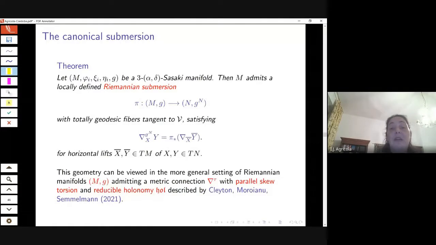Okay, now here comes the canonical submersion, right? So the theorem is every 3-alpha-delta Sasaki manifold admits a local Riemannian submersion with totally geodesic fibers satisfying this equation for all horizontal lifts. And this geometry can be viewed as, so I can put it in a setting of a more general result, because Cleyton, Moroianu, and Semmelmann studied metric connections with parallel skew torsion. So this is exactly our situation, and reducible holonomy. And our holonomy is reducible because it splits into horizontal and vertical part. So we have a situation where we can apply these results by Cleyton, Moroianu, Semmelmann.